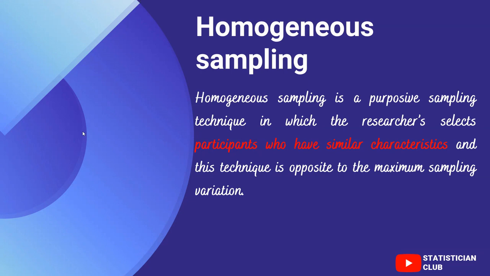Homogeneous sampling. Homogeneous sampling is a purposive sampling in which researchers select the participants who have similar characteristics. As its name suggests, homogeneous means similar. So the researchers select participants who have similar characteristics, and this technique is opposite to maximum variation sampling.